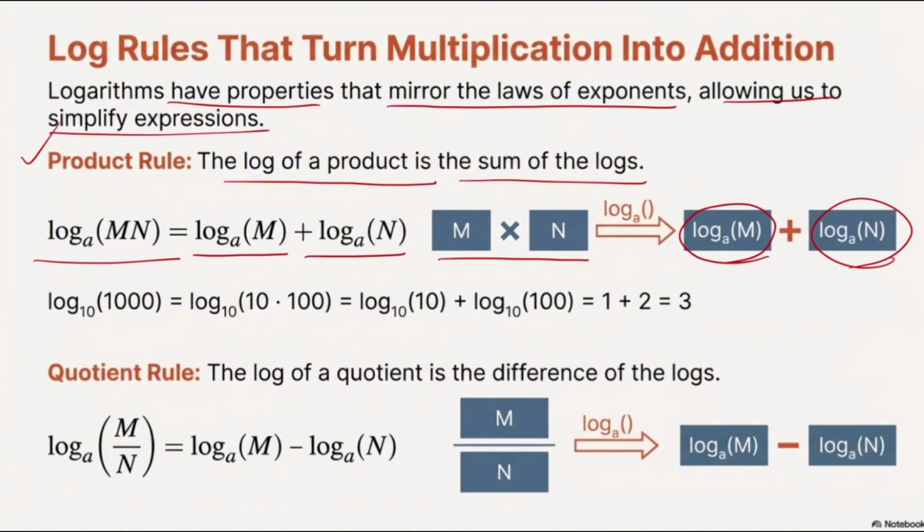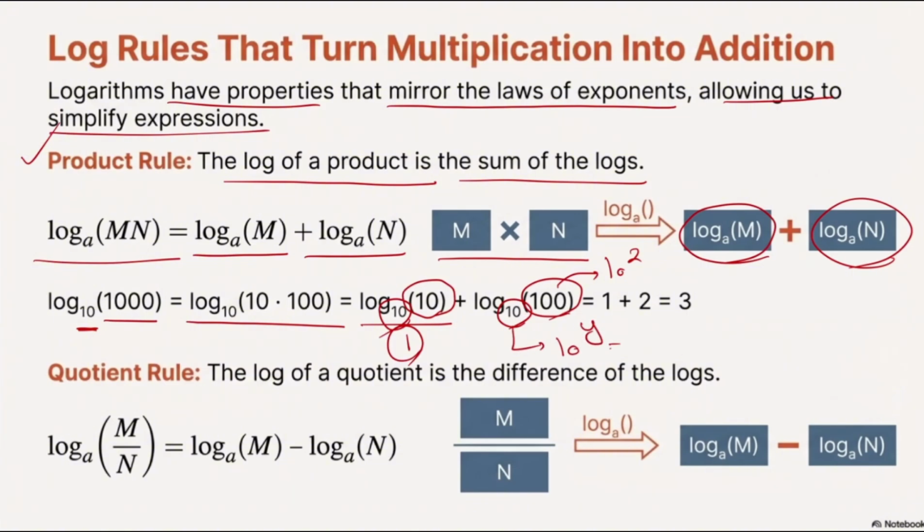So m times n is converted to a sum. For instance, I have the log of 1000 with the base of 10. I can write it down as 10 times 100. Log of 10 with the base of 10 is not hard to remember: whenever you have a logarithm of a number with the same number as the base, you get 1. Whenever you have the log of 100 with the base of 10, you can write 100 as 10 to the power of 2. So what is the number y such that 10 to the power of y is 10 to the power of 2? Your y is 2 itself. I have 1, I have 2, and my answer is 3.